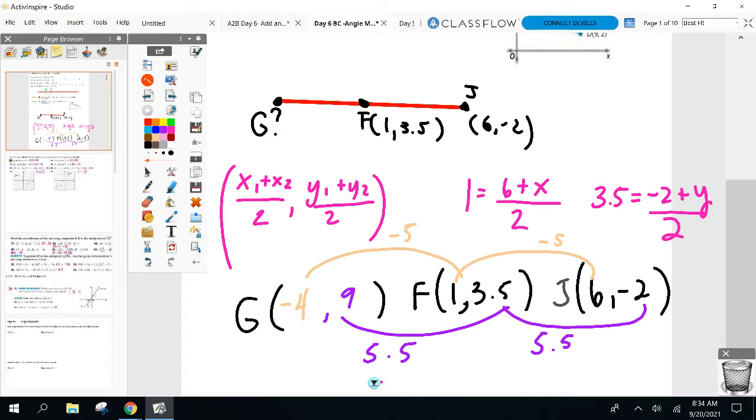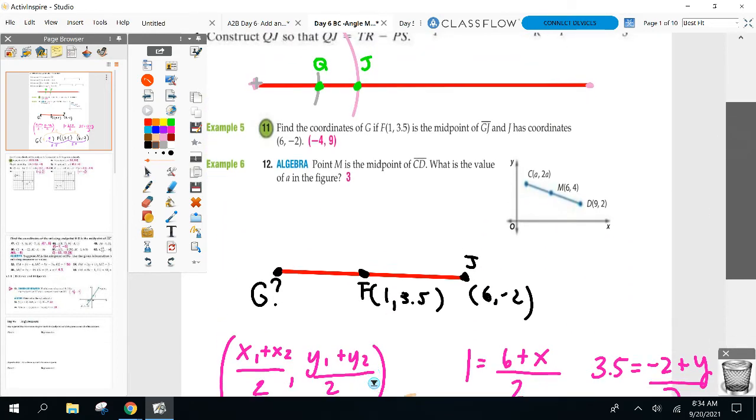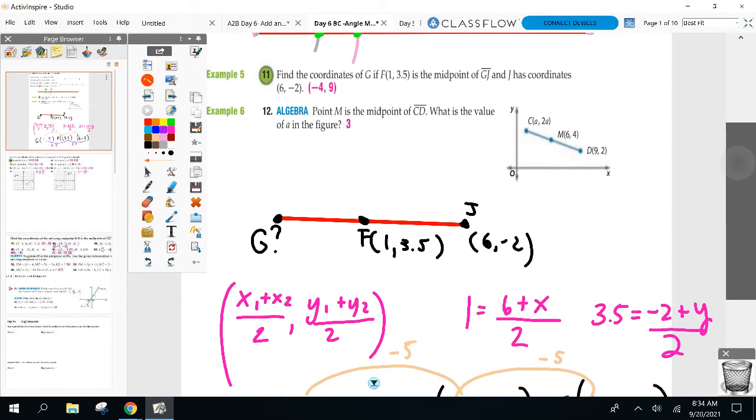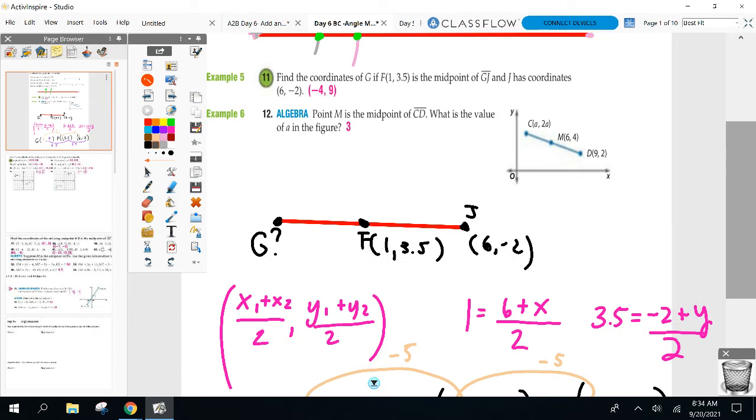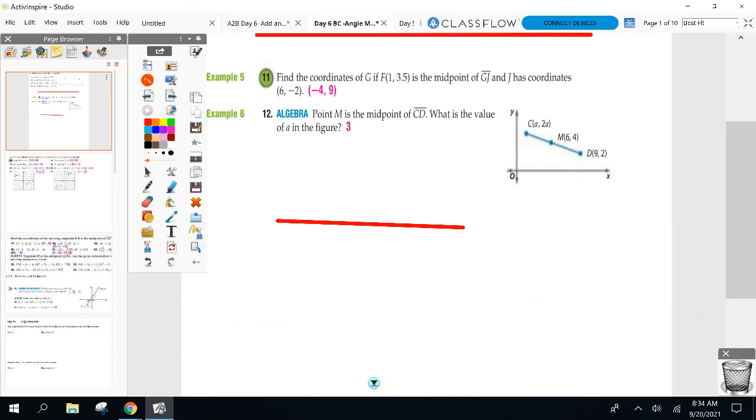Yep. Number 12. I have 12 up here. Everybody good with 11? Yeah. All right, 12. M is the midpoint of CD. Got it? What's the value of A in the figure?